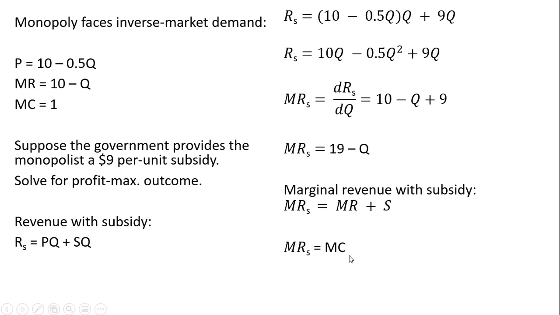Anyways, to finish this problem, we're going to just set marginal revenue equal to marginal cost, where marginal cost is constant at $1, and solve for Q. The monopolist will produce and sell 18 units.